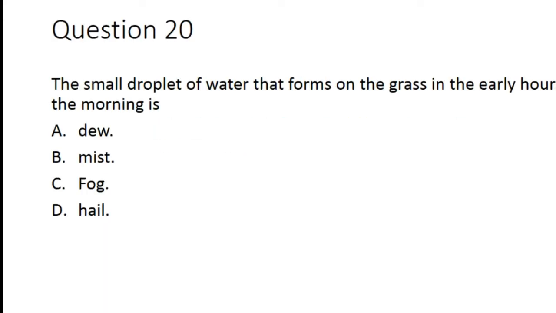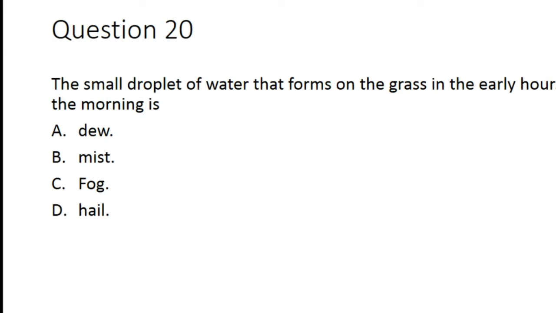20. The small droplet of water that forms on the grass in the early hours of the morning is A. Dew, B. Mist, C. Fog, D. Hail. The correct option is A. Early in the morning on our grass in our neighborhood, you see dew on the grass.